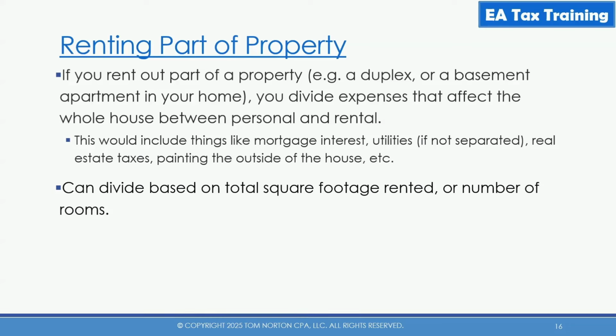If things like utilities are separated, like you've got a separate electric meter or water meter, and you as the landlord pay both of the bills, so you've got your duplex with a meter on one side and a meter on the other, well, if you as the landlord pay both of those, then you can just deduct the one for the rental unit because it's separated and you know how much it is. But if it's just one meter, one bill, then you would divide it just as we have discussed here. So you're going to divide it based on total square footage or number of rooms or whatever makes sense. The IRS will basically let you use whatever method makes sense and fairly represents the amount of rental property versus the amount of personal property.